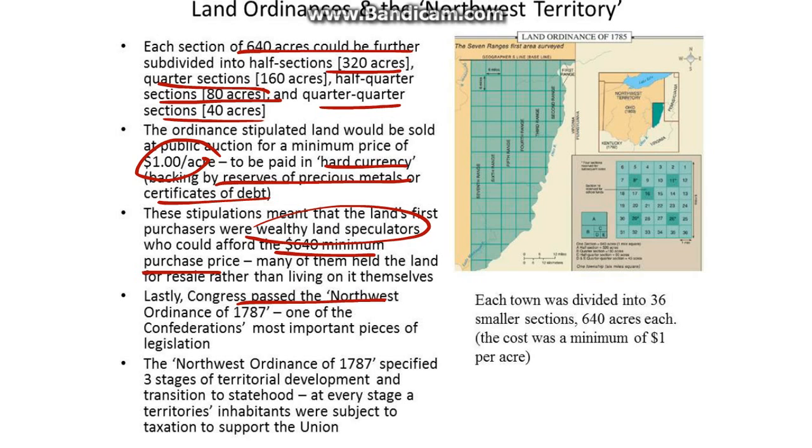Lastly, Congress passed the Northwest Ordinance of 1787, one of the most important pieces of the Confederation's legislation. The Northwest Ordinance specified 3 stages of territorial development and a transition to statehood. At every stage, a territory's inhabitants were subject to taxation to support the Union.